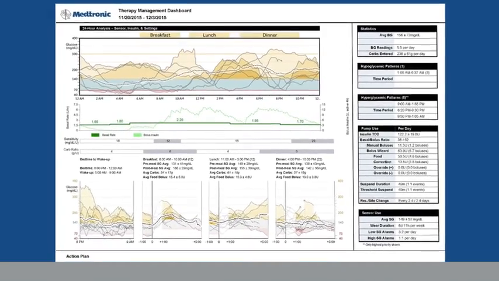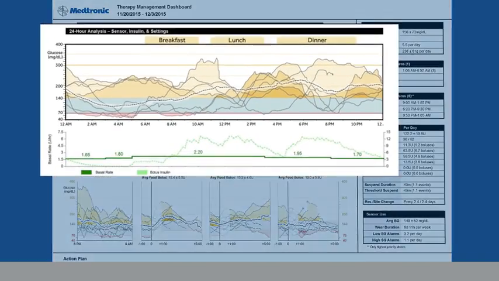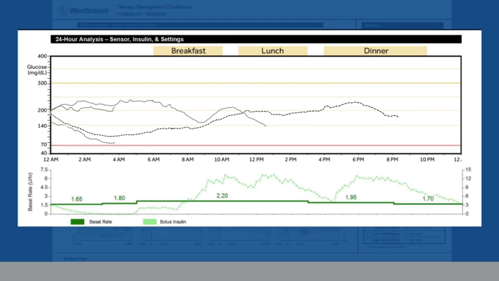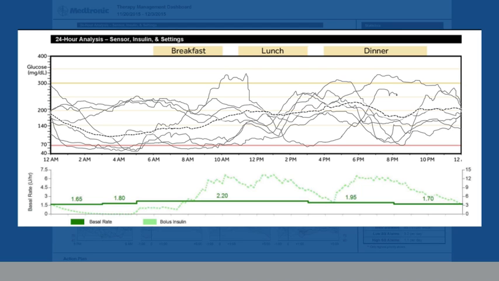Sophia glances over the report and immediately notices the large graph at the top, the 24-hour analysis. She sees that there are several lines running across the graph, each of these representing a day of sensor information. She also sees a gray shaded area in the middle that shows her the 70 to 140 mg per deciliter range. Sophia realizes that any of the sensor lines that fall below the gray area are shaded red, showing her lows, and any lines above the gray area are shaded yellow, showing her highs.